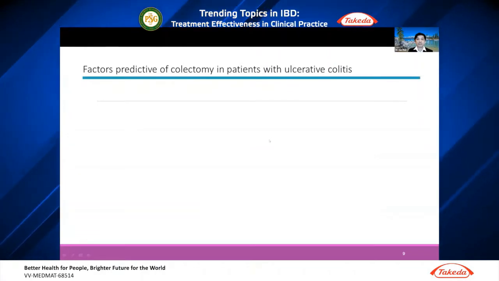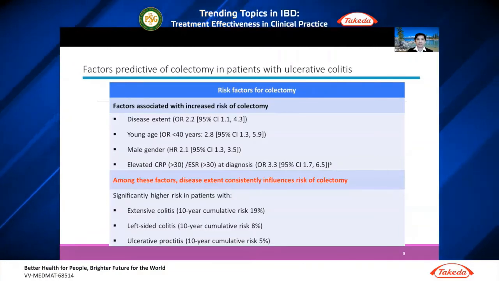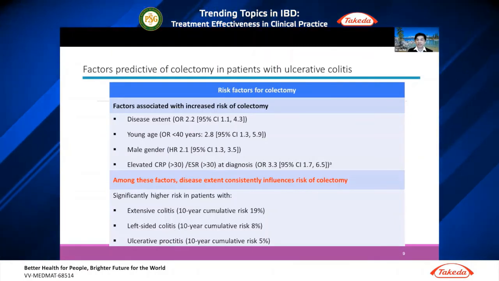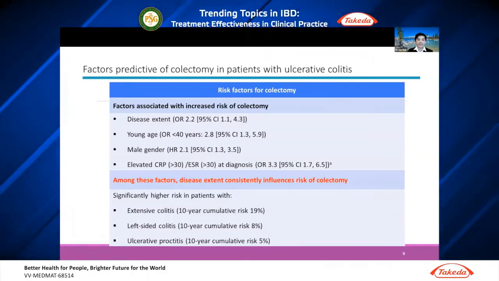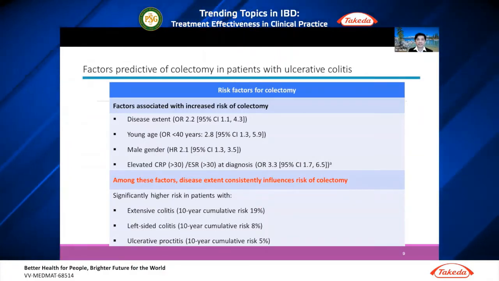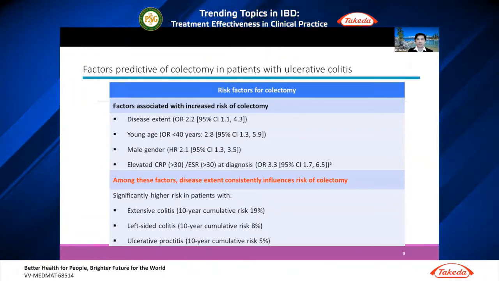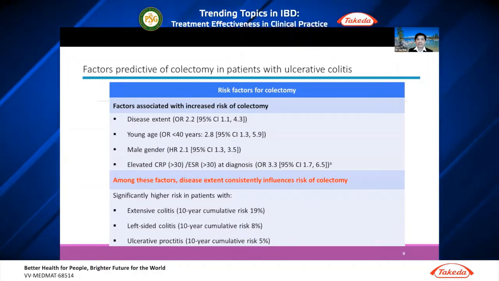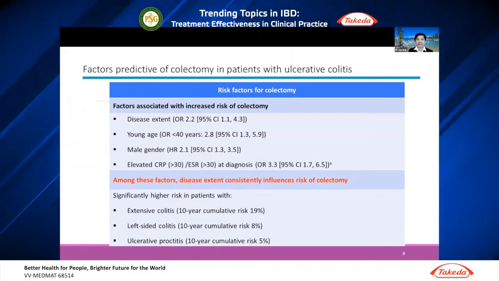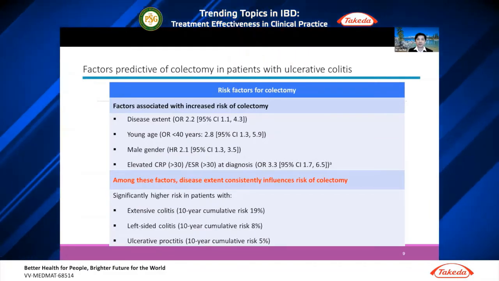Colectomy is also a bad outcome in ulcerative colitis, and there are factors that predict colectomy. These include the disease extent, young age, male gender, an elevated CRP, and ESR. Among these factors, disease extent consistently influences the risk of colectomy. If you have a patient with extensive colitis, the 10-year cumulative risk is around 19%. Left-sided colitis is around 8%. And ulcerative proctitis has the lowest 10-year cumulative risk, which is only 5%.